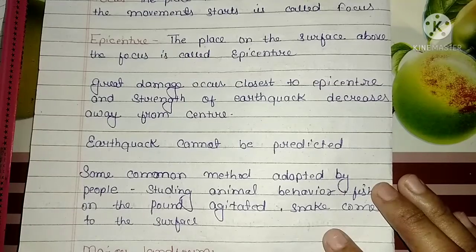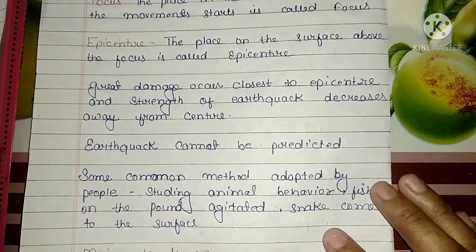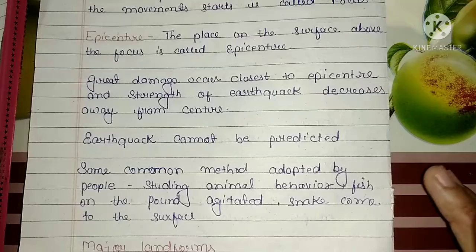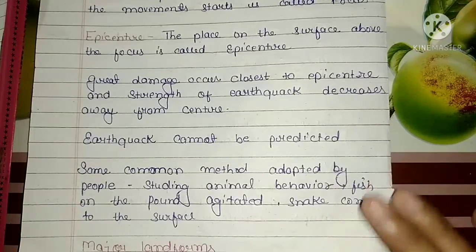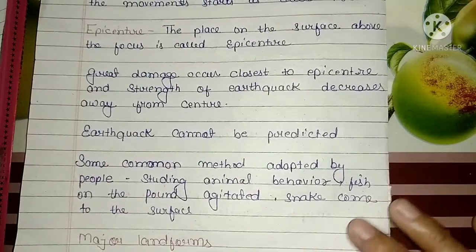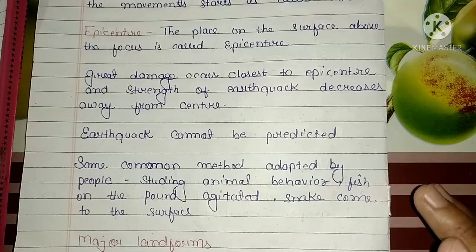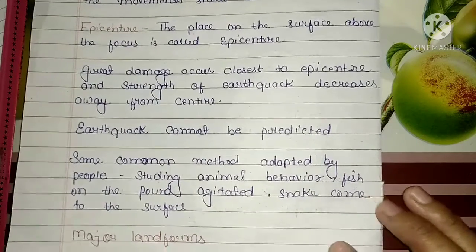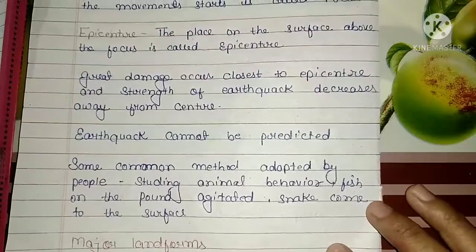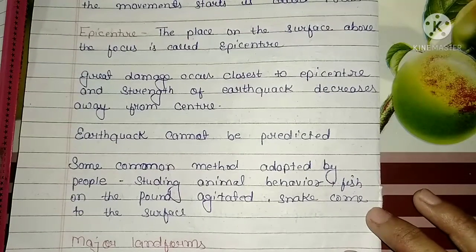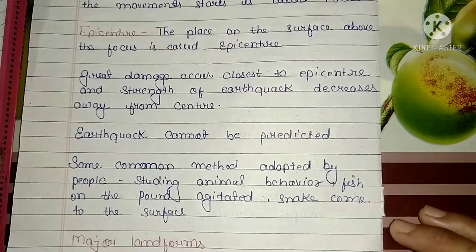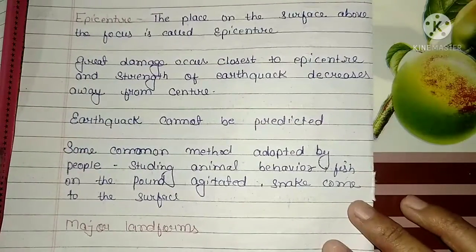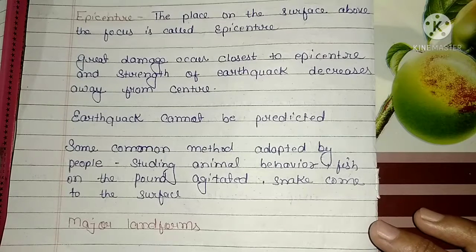Earthquakes can't be predicted, but some common methods adopted by people are like studying animals' behavior. Fish in the pond get agitated, and a snake comes to the surface. So these are some methods adopted by people. Then come to major landforms.